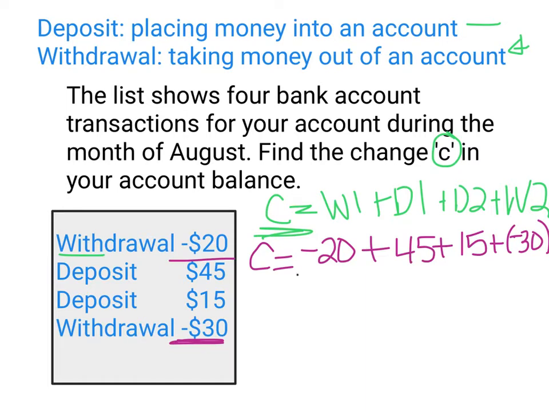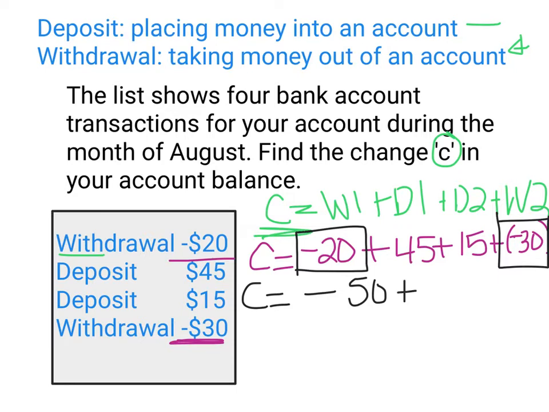My suggestion is going to be to combine the ones that are similar. So for example, here you have a negative and a negative. I would add those together first. So -20 plus -30. That's going to be negative. Negative plus a negative, still negative. 20 plus 30 is 50. So C equals -50 plus, and then you have 45 and 15. Those are both positive numbers. So 45 plus 15 is going to give us 60.